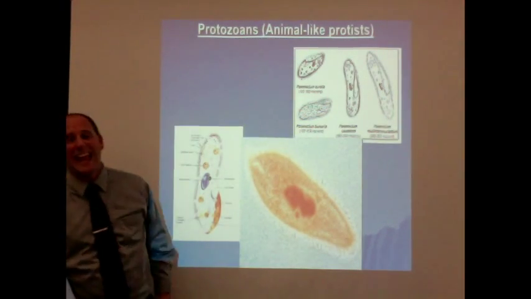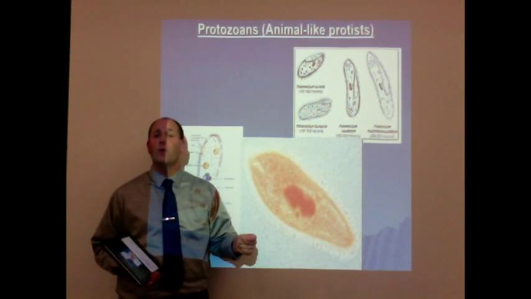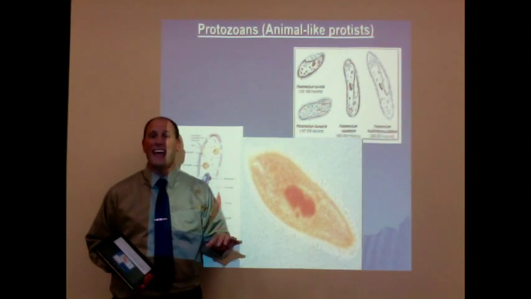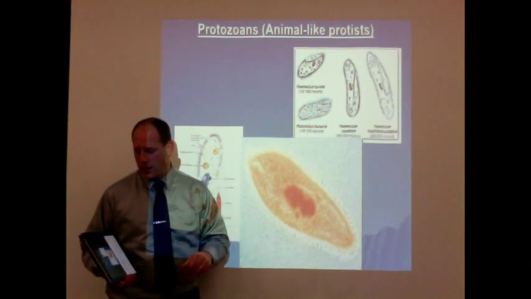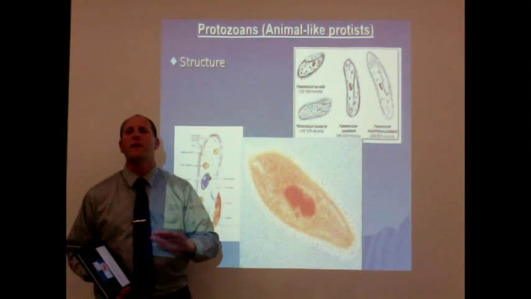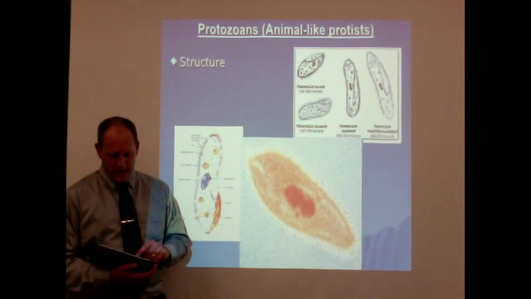Next up, we'll talk about the animal-like protists. We call these animal-like protists the protozoans. Proto, kind of like, and zoan, animal. That's the zoo part. For these particular organisms, their structure is very diverse. Lots and lots of different kinds of structures, so we'll talk a little bit about these guys.